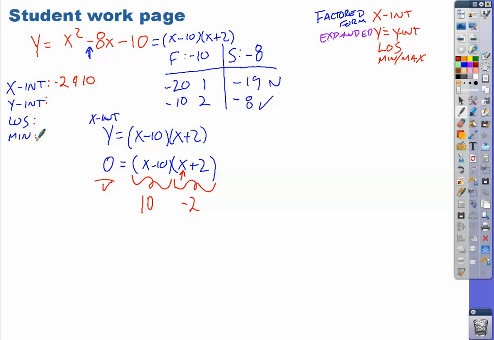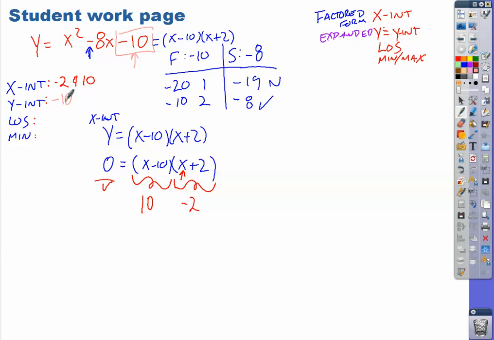The y-intercept is actually really simple, because the y-intercept is what occurs when x is 0. So that would be 0, that would be 0. So the y-intercept will always be this constant, the c value. Whatever number in expanded form is off by itself, that's your y-intercept.